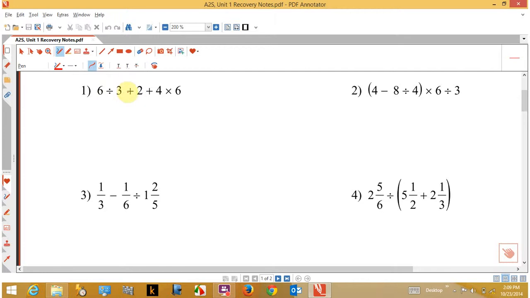We have a division, addition, multiplication. So by order of operations, you have to do the division and the multiplication before you do addition, and we will work from left to right. So the division comes first. That would be 2, and then we would have plus 2, plus, and now we have 4 times 6 would be 24. Working from left to right again, we would have 2 plus 2 is 4, plus 24, so the answer would be 28.